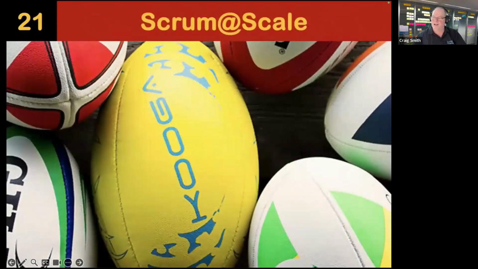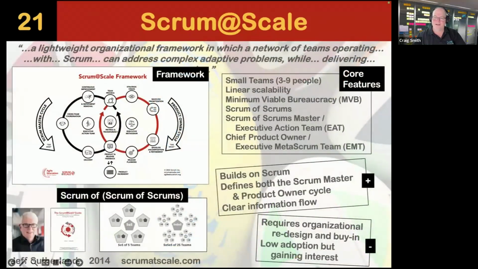We then have Scrum at Scale. So this is Jeff Sutherland's. If we think about the 2 founders of Scrum, this is Jeff's version, 2014. It's an interesting framework. It's based around, again, this 3 to 9 team type level, with what he calls minimum viable bureaucracy, or MVB, just because you need another MV term in your life.